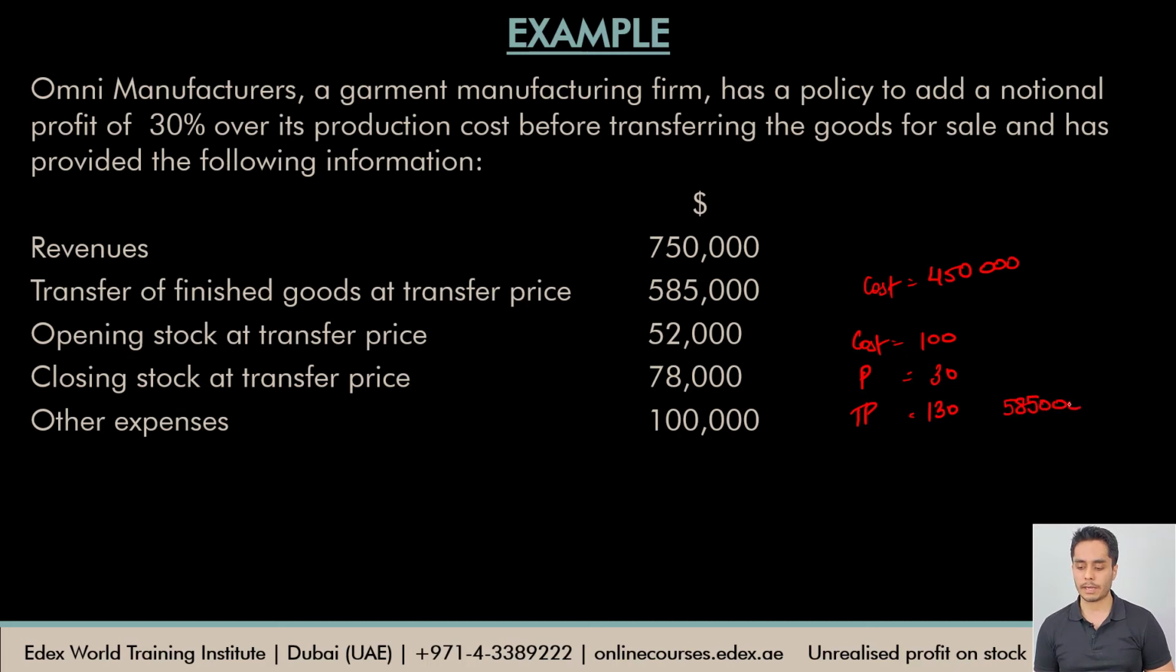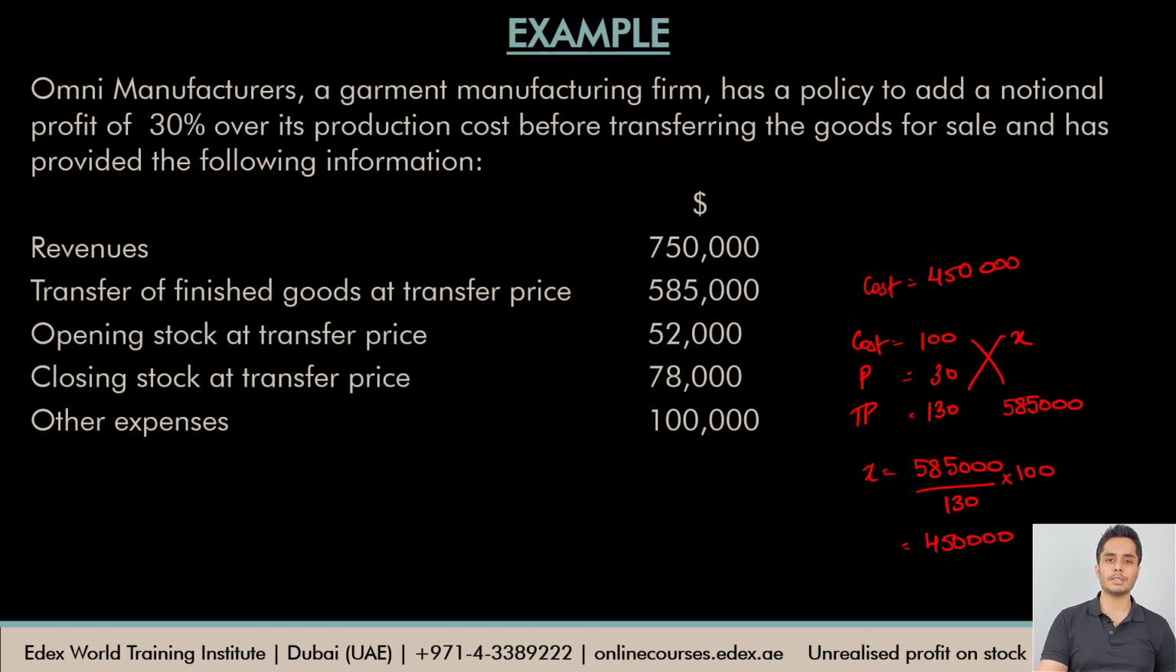Using a mathematical equation, can we arrive at the cost? Yes, we can arrive at the cost as 585,000 divided by 130 into 100. If you calculate, you will get it as 450,000. So whenever transfer price is given, you can always use this calculation to arrive at the cost price.